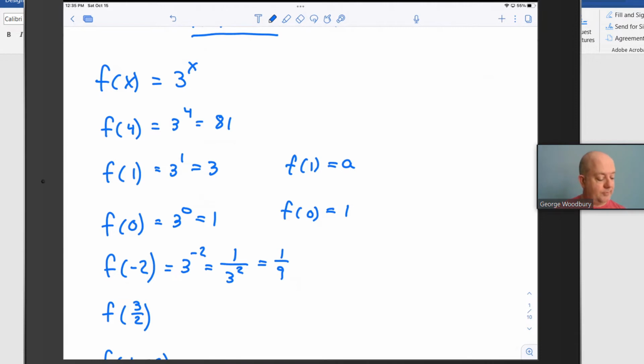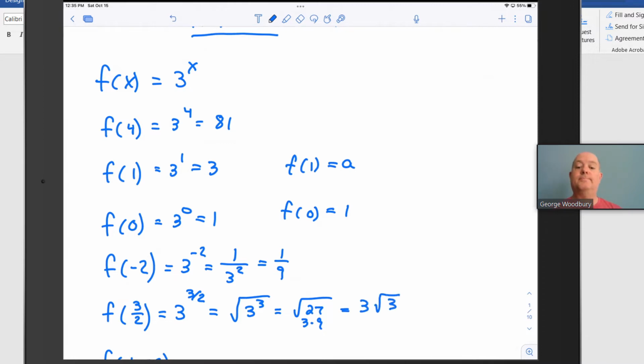F of 3/2 is 3 to the 3/2 power. Remember that 3 is an exponent, a power, and the 2 in the denominator is a root. So this is really the same as the square root of 3 to the 3rd power, or the square root of 27. Now, we know that 27 can be rewritten as 3 times 9, and we know the square root of 9 is 3. So this really is the same as 3 square root of 3.